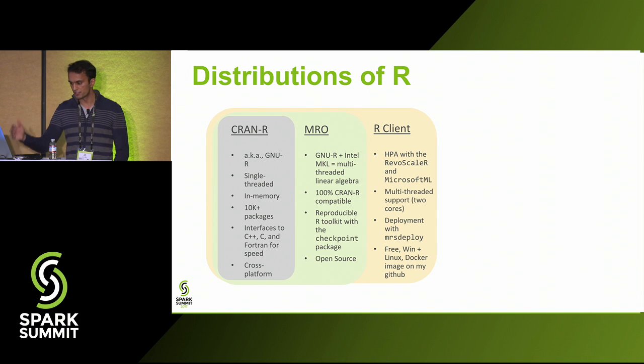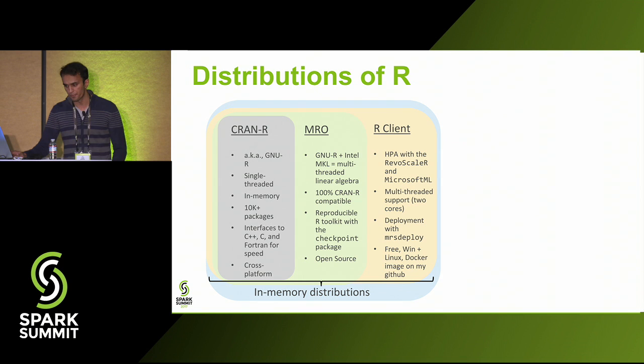When you want to deploy your solution, you use mrsdeploy, which is another package, to deploy that into a server instance. This is available for free, but it's not open source. The two packages, RevoScaleR and Microsoft ML, are proprietary, but you can get them for free to try out. It's basically MRO plus those two packages, but all in memory. And it's available for free on Windows and Linux. I have a Docker image of it on GitHub if you want to try it out on a Mac, if you don't have a Linux system lying around.